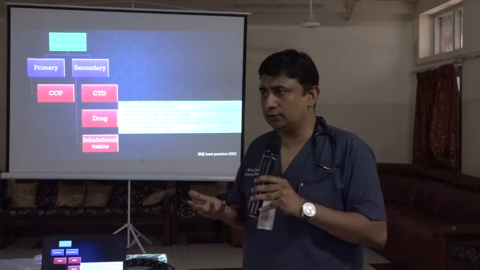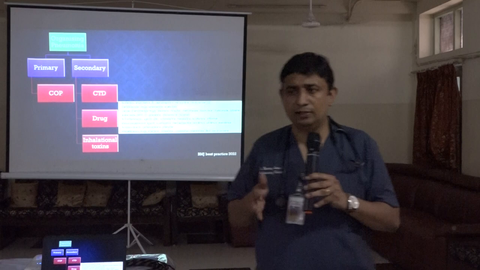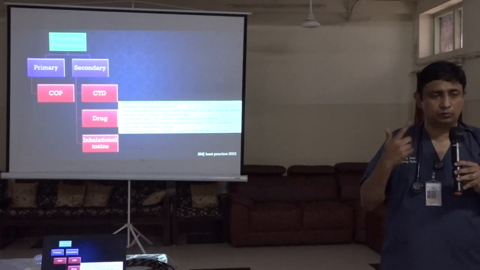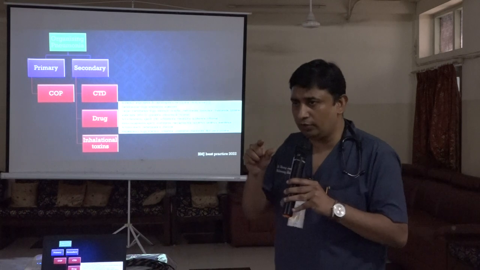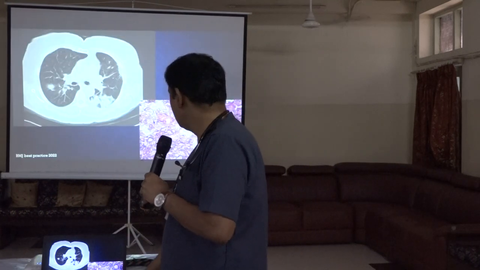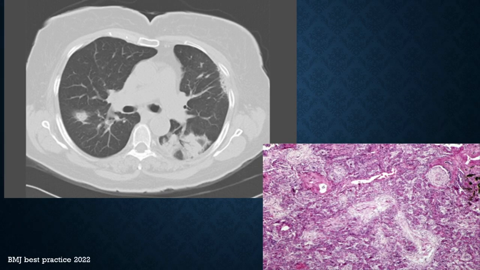Then connective tissue diseases like RA, SLE, Sjogren's, systemic sclerosis can all have an OP pattern. It can be drug-induced like methotrexate, bleomycin, and so on. I've just listed the drugs from a recent review. Inhalational toxins can also cause it. So the pathology here, as I already mentioned, there are intra-alveolar fibrotic plugs. So that's a radiological picture of consolidation over there. And it's usually multifocal and symmetrical, but it can be just unifocal. That is why it confuses with pneumonia.